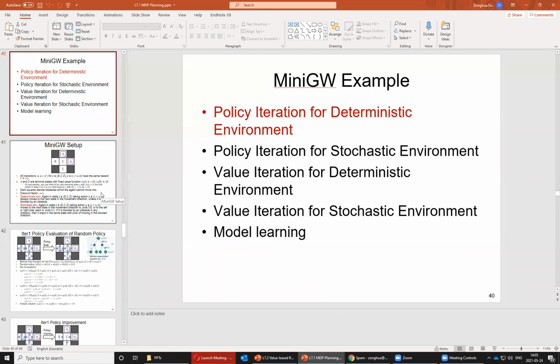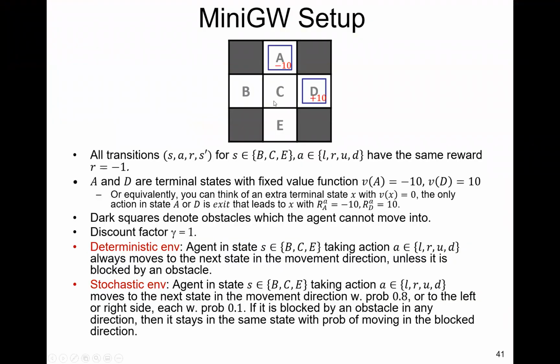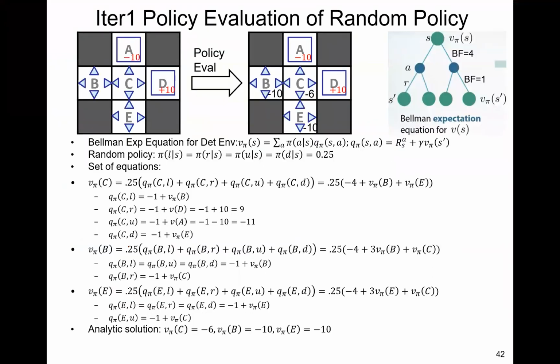So, I just wanted to review this mini grid for example. This is an example where you have two terminal states, A with -10 and D with +10. So your goal is to get to the D state as soon as possible. So first, we do policy iteration. First we do policy evaluation starting from a random policy, because the agent is just born. It's a newborn baby, doesn't know anything. So we just try the random policy.